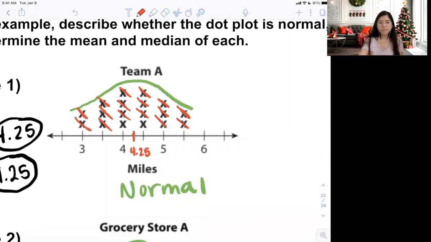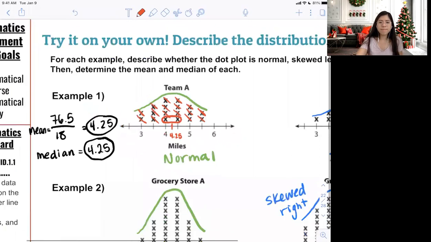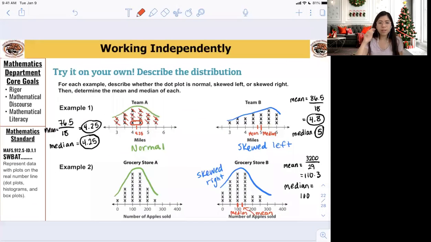Oh, I was a little confused because I thought for grocery store A it is 3,250. Oh, you were going for grocery store A? I kind of skipped it because that one's very similar to Team A, where it is very, very obvious that it's normal. But if you want to put in the work, go for it. Okay. Yeah, and the median is 150. So you got the same answer? Mm-hmm. Yeah, that's good.